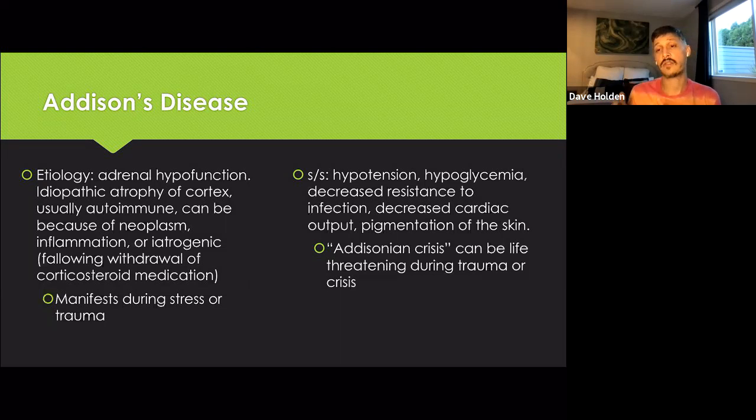Manifests during times of stress or trauma. Symptoms: hypotension, low blood pressure, hypoglycemia, decreased resistance to infection, decreased cardiac output, and pigmentation of the skin, generally on one side. You'll see pictures where people are holding up their hands and one hand is darker than the other, like several shades darker than the other.